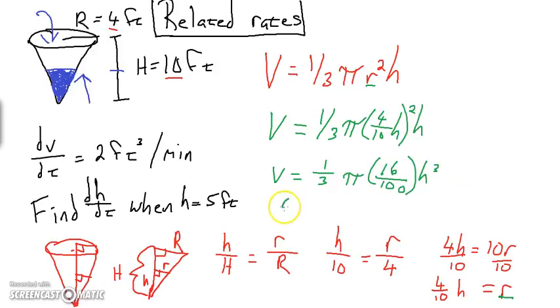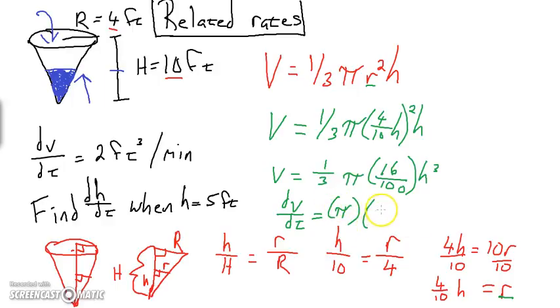Let's continue. Next thing we're going to do is we're going to differentiate dv with respect to time, dv dt. Remember, related rates are always differentiating with respect to time. So let's differentiate this. This is the power rule. We have an exponent of 3 here. It gets multiplied out in front.